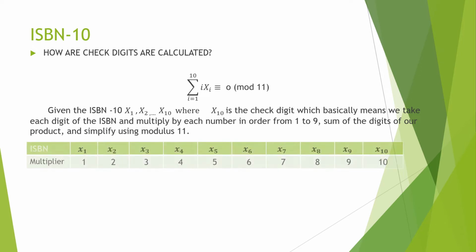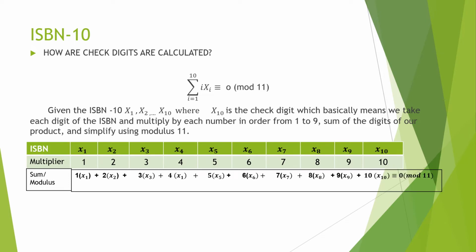Then simplify using modulus 11. So we have here the ISBN digits from x sub 1 up to x sub 10, then their multipliers from 1 to 10. So x sub 1 multiplied by 1 will become 1 times x sub 1. Then you do the same thing: 2 times x sub 2, up to 9 times x sub 9, plus 10 times x sub 10, is congruent to 0 modulo 11.